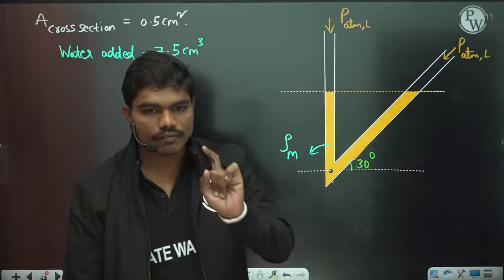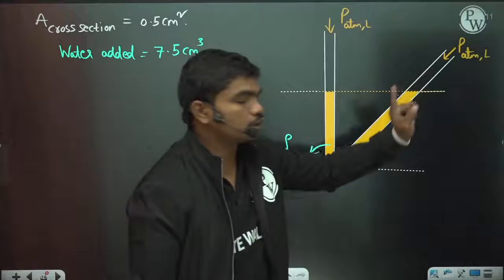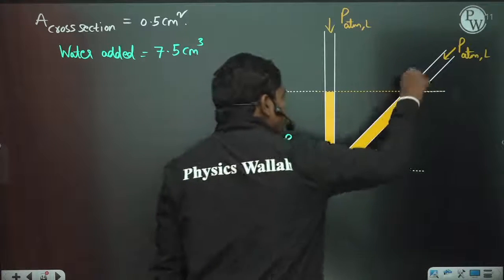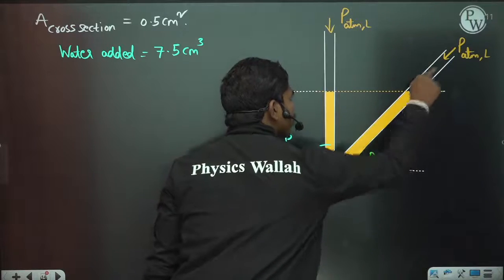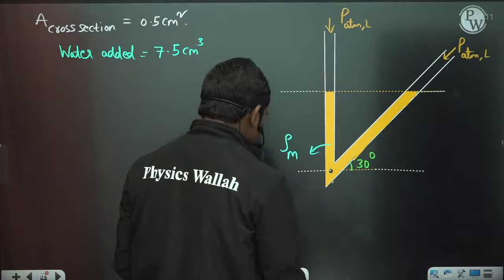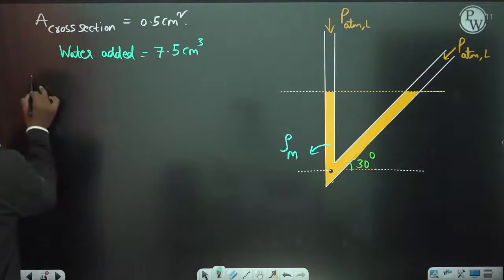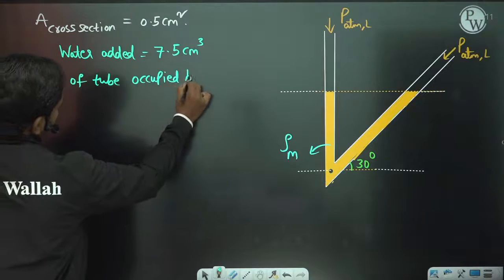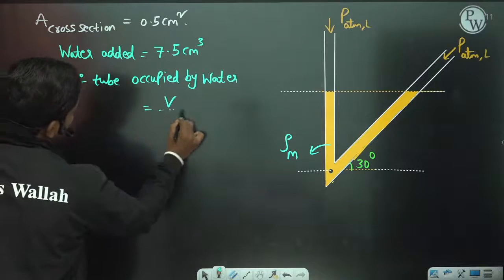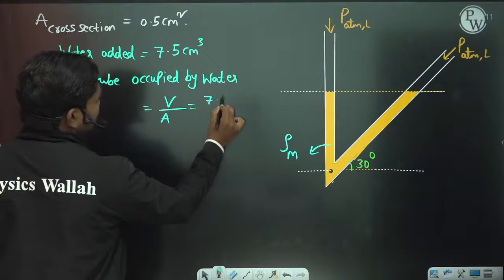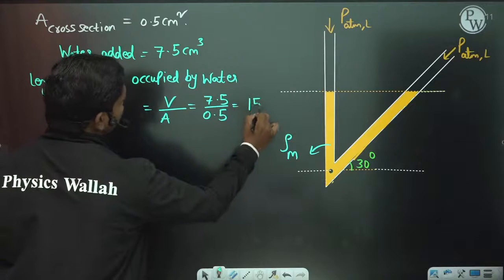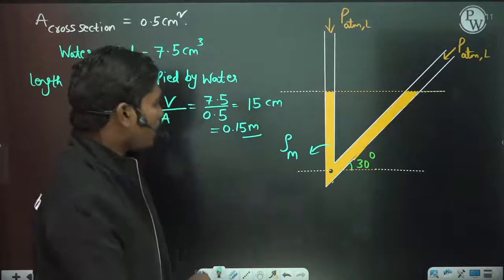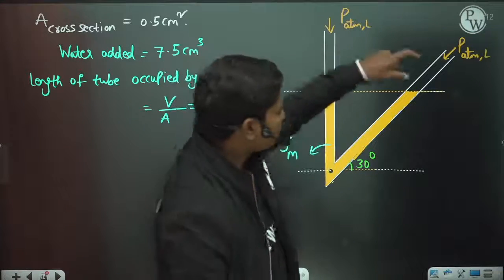Now tell me one thing, you need to answer this very carefully. When I am pouring some water into this tube, will water start increasing from this level, or when I start pouring water, because of the pressure difference, will this slightly get adjusted at the bottom and water fill from this location, correct? So what is the volume of water I have poured, and what is the length of the tube occupied by water? Length of tube occupied by water is equal to volume of water added divided by area of cross section of the tube, which is 7.5 centimeter cube by 0.5. So this is 15 centimeters, which means 0.15 meters, because 7.5 divided by half is 2 times 7.5. So 15 centimeters of the length of this tube is occupied by water.